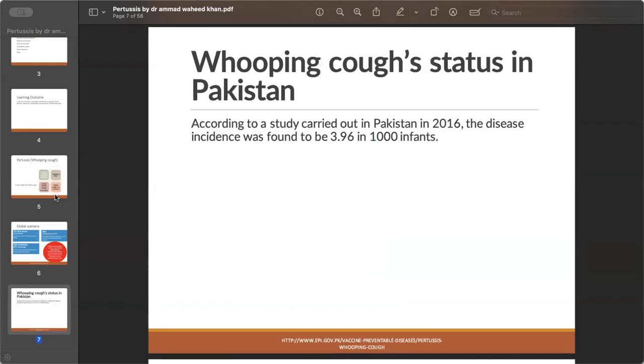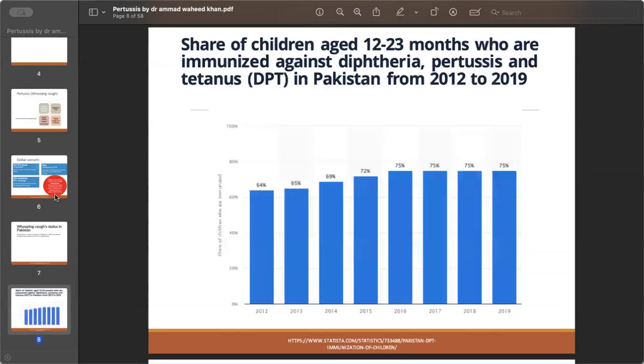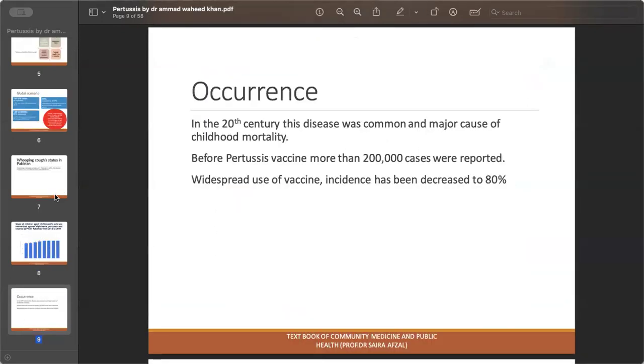Whooping cough status in Pakistan. According to a study carried out in Pakistan in 2016, the disease incidence was found to be 3.96 per 1,000 infants. This shows the share of children aged 12 to 23 months who are immunized against diphtheria, pertussis, and tetanus in Pakistan from 2012 to 2019. Occurrence: in the 20th century, this disease was common and a major cause of childhood mortality. Before the pertussis vaccine, more than 2 lakh cases were reported. With widespread use of the vaccine, incidence has decreased by 80%.